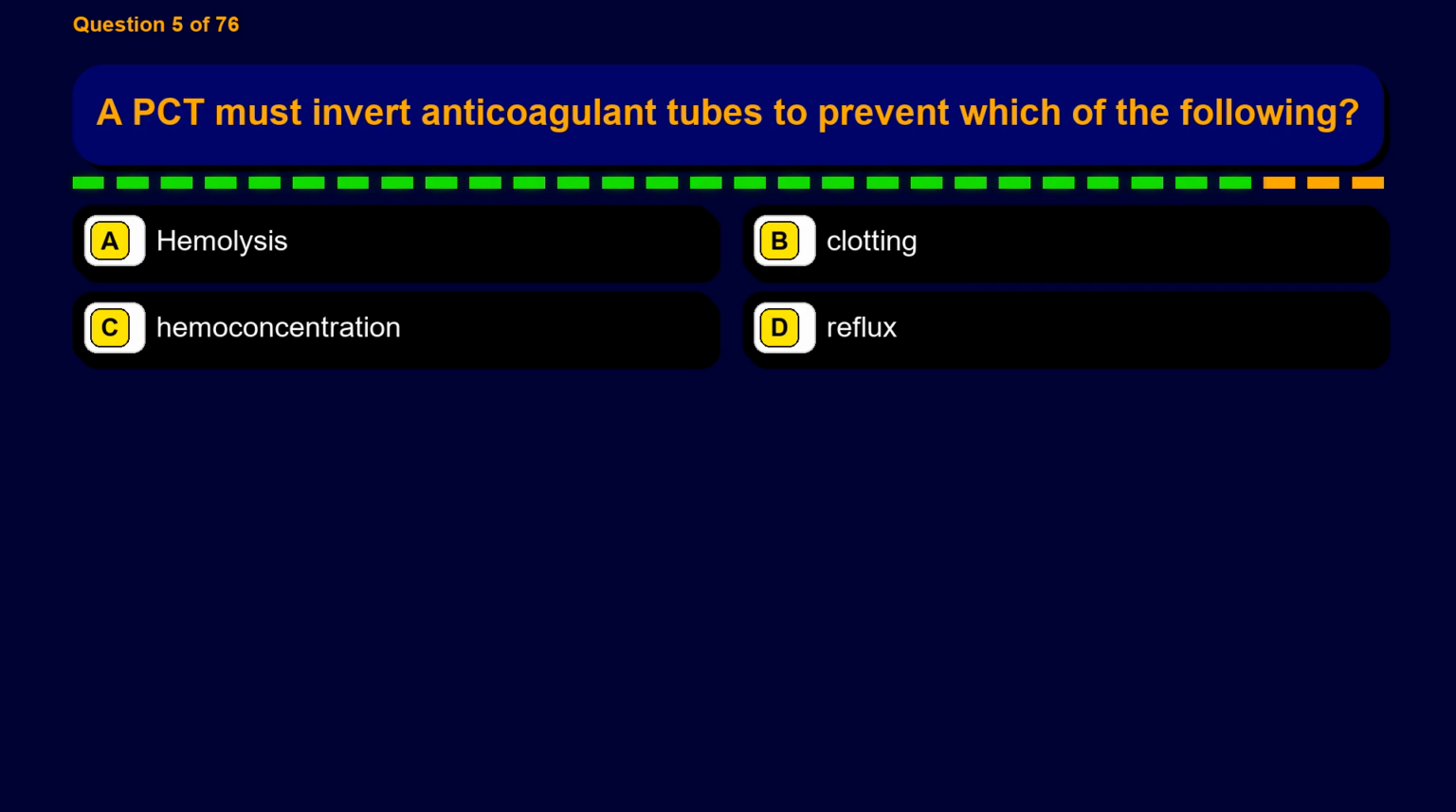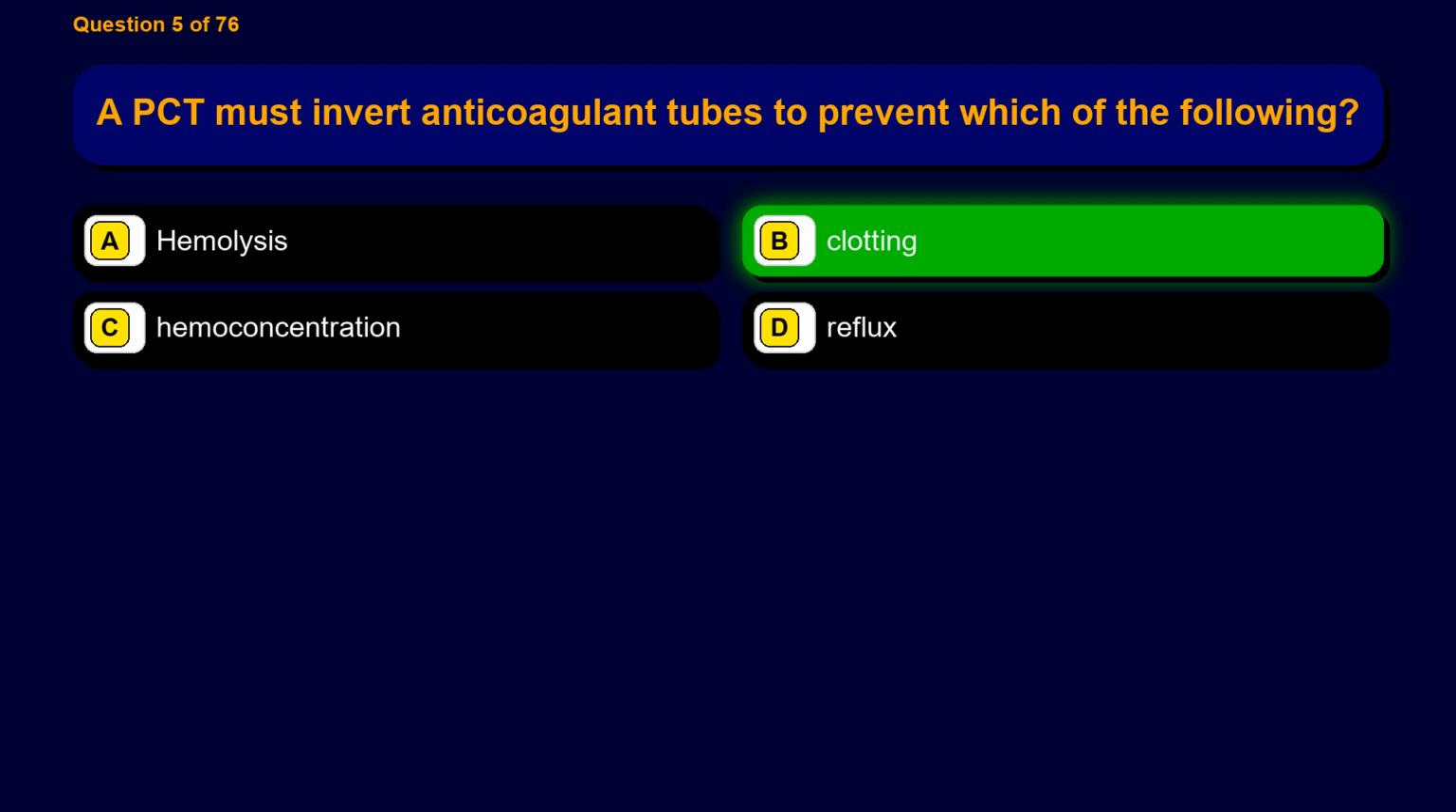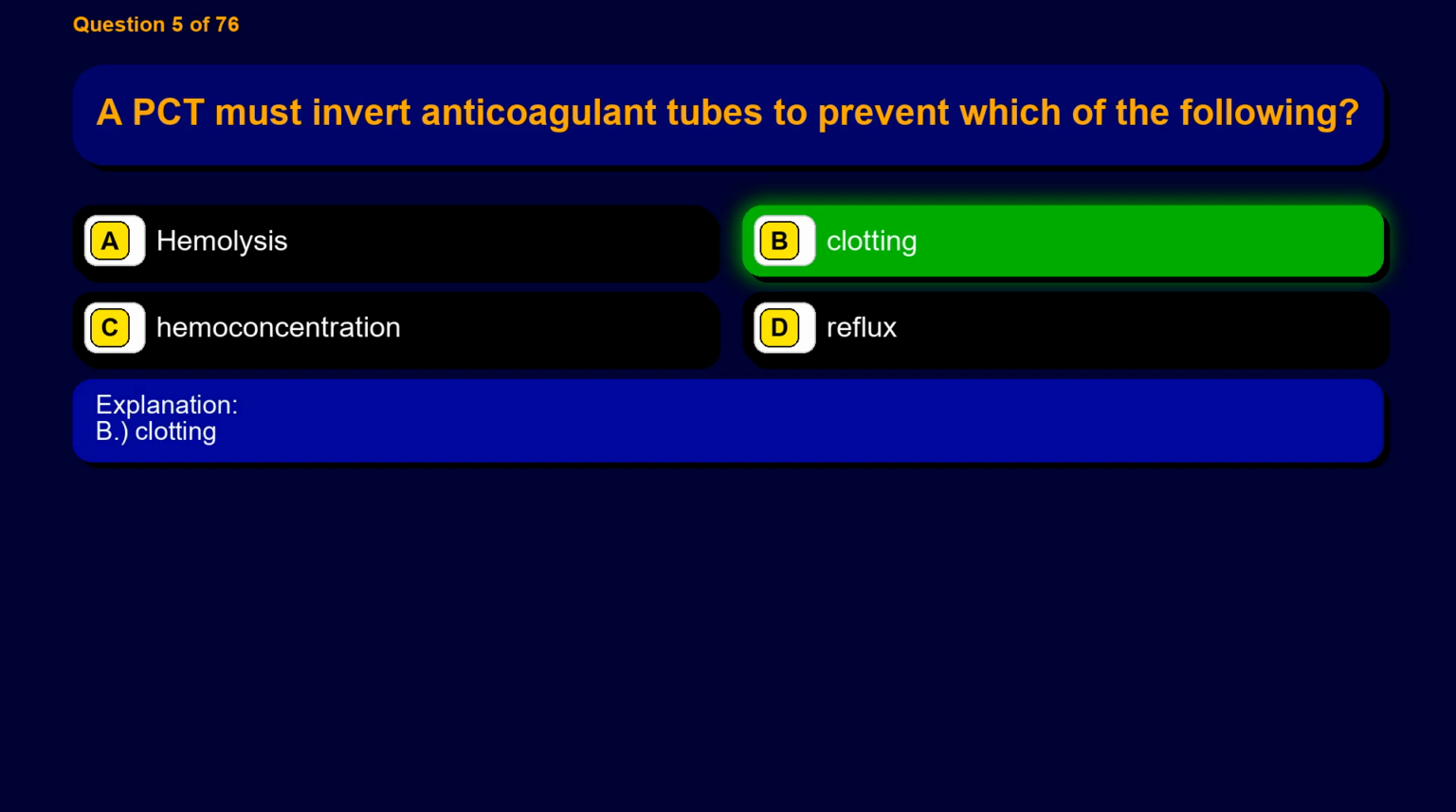Question 5. A PCT must invert anticoagulant tubes to prevent which of the following? Option A. Hemolysis. Option B. Clotting. Option C. Hemoconcentration. Option D. Reflux. The correct answer is option B. Clotting.